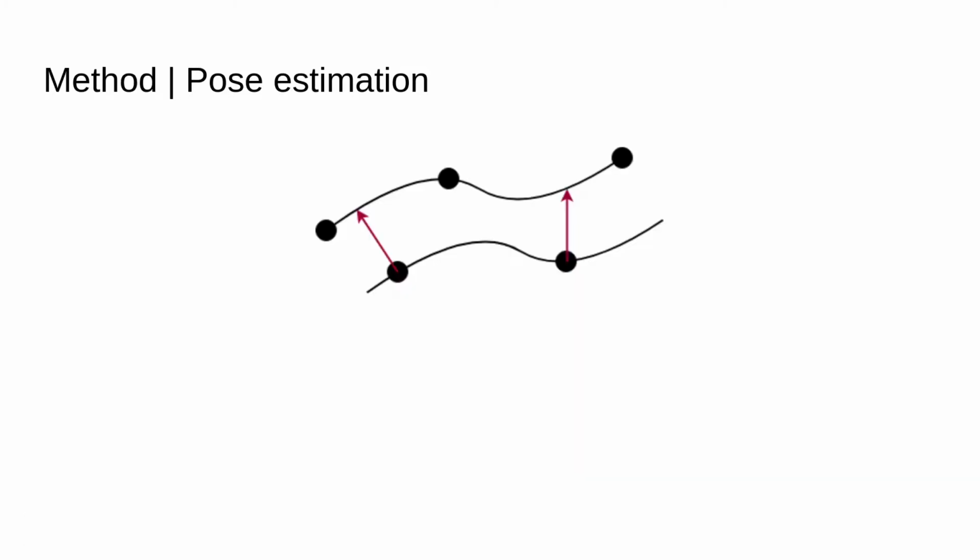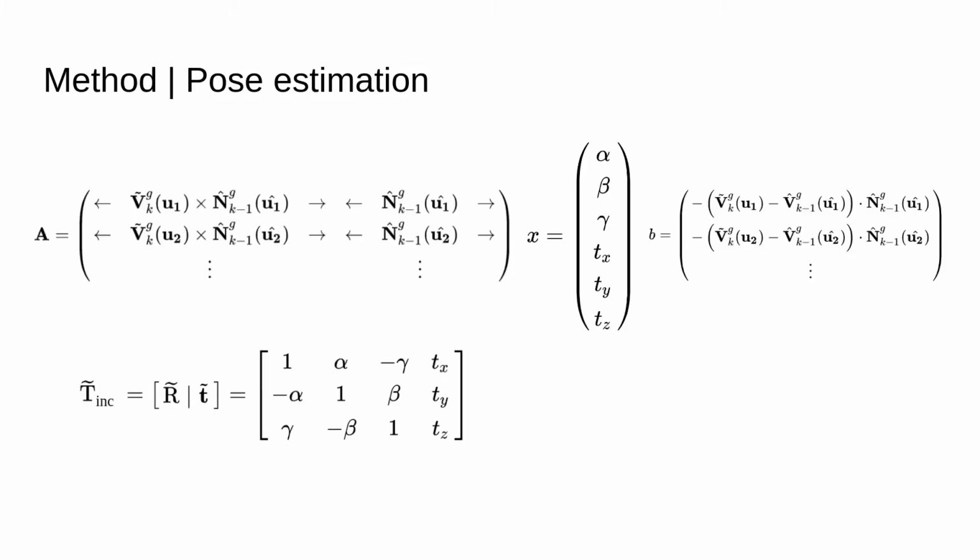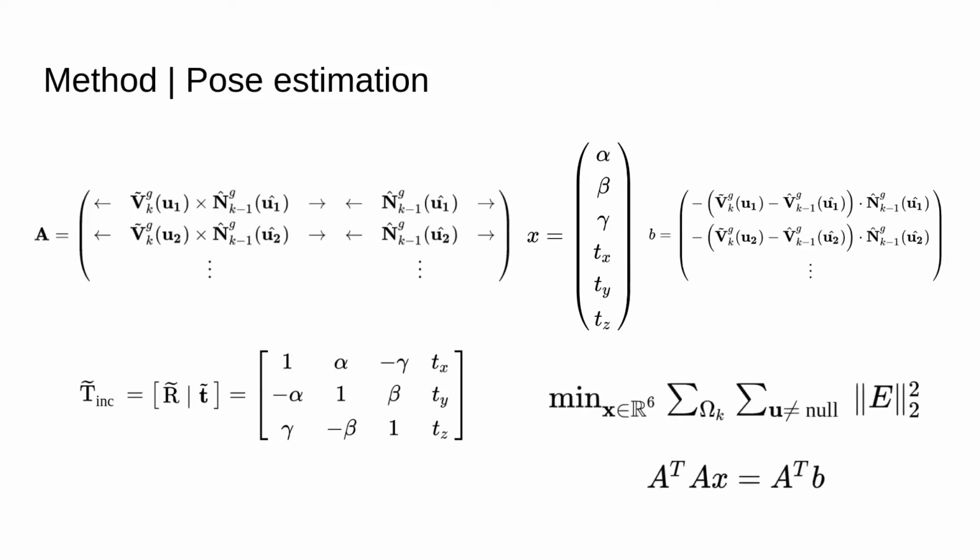With these correspondences, we compute point-to-plane terms. These terms are linearized, as we can assume that the transformation between two frames will be small given the characteristics of the sensor. We then build a linear system of dimensions number of correspondences by 6. We solve this least squares problem using SVD.